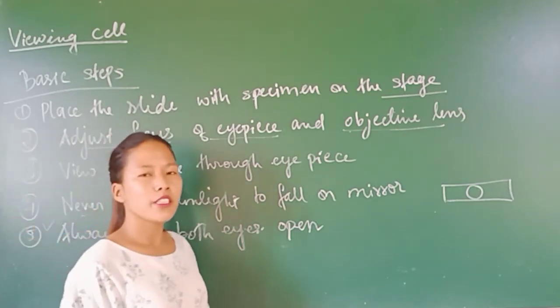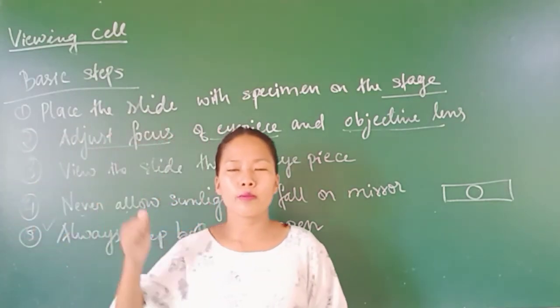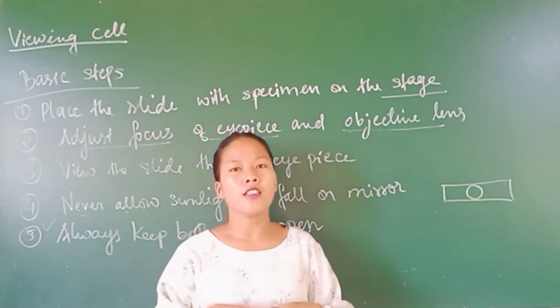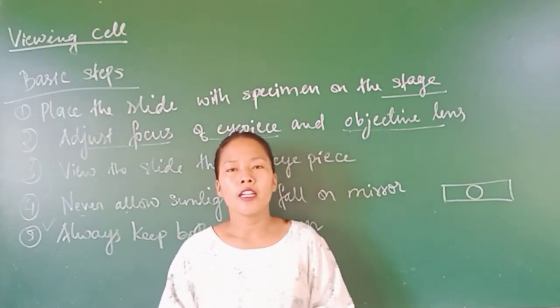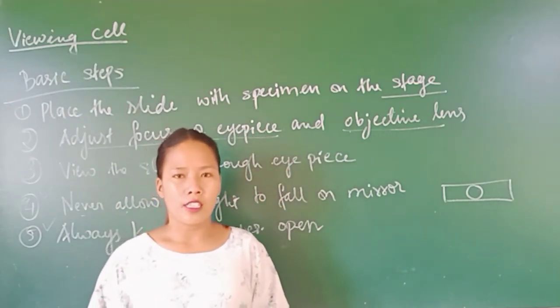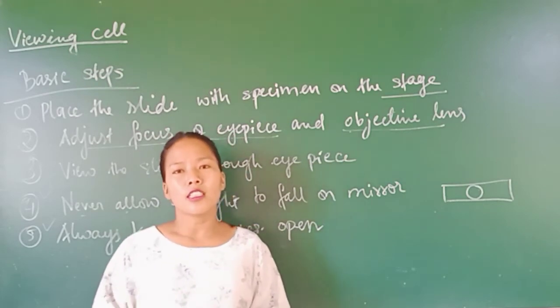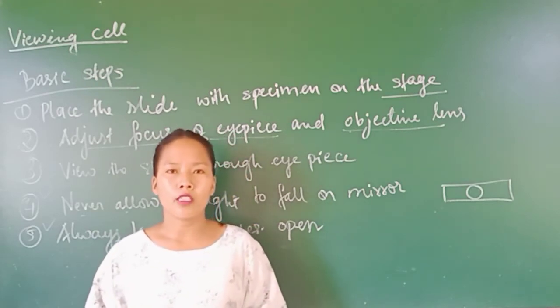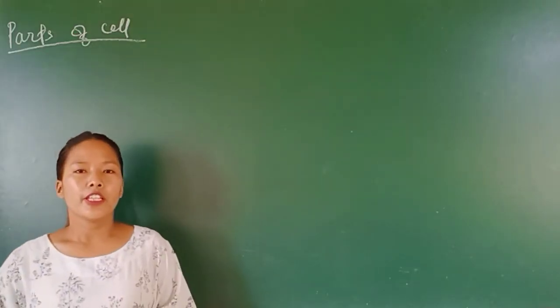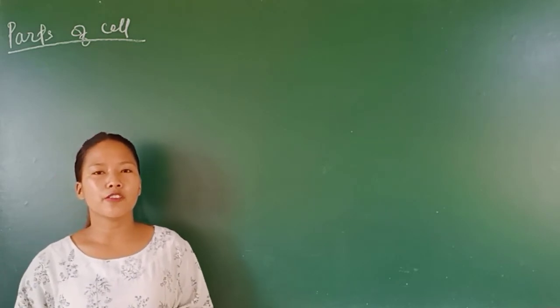Now, next one is, when we view a cell through this microscope, we are going to see the different parts of the cell. Okay, so we will study the different parts of the cell one by one now. Now we will see the different parts of the cell.